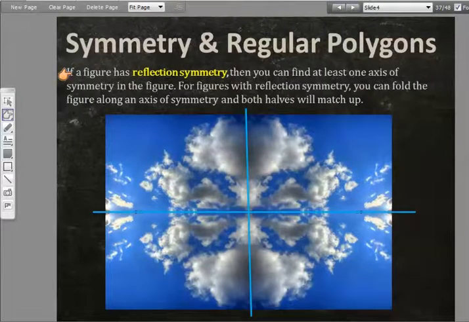Right here, if a figure has reflection symmetry, then you can find at least one axis of symmetry in the figure. For figures with reflection symmetry, you can fold the figure along an axis of symmetry and both halves will match up. So just pretend like these blue lines right here are your fold lines. If we were to fold this paper in half vertically, these clouds are going to match up right here. If we folded it in half horizontally, then these little clouds are going to match up. Okay, so that's reflection symmetry.